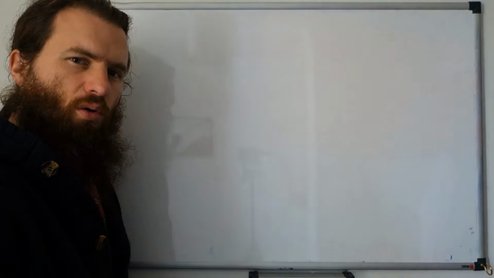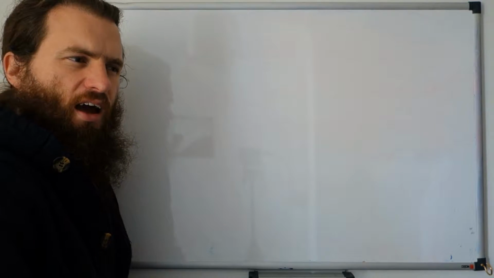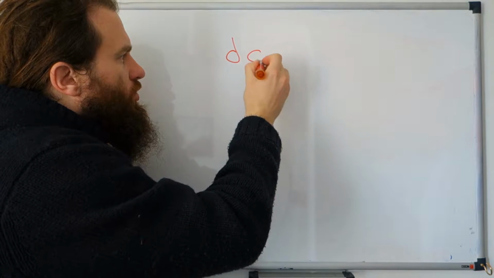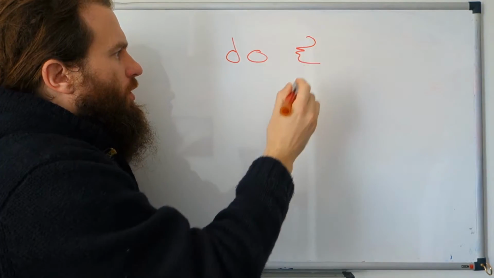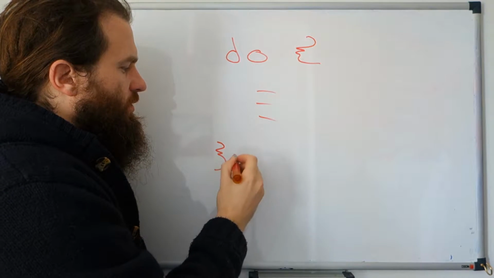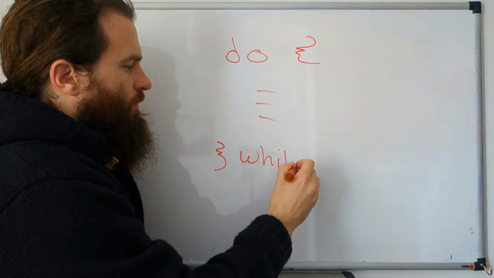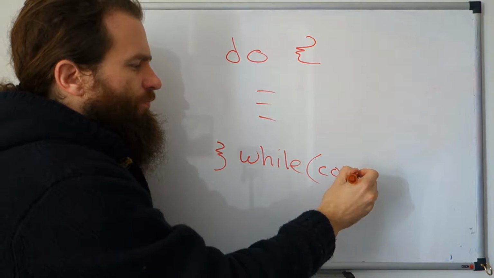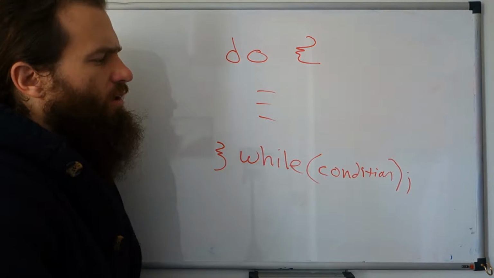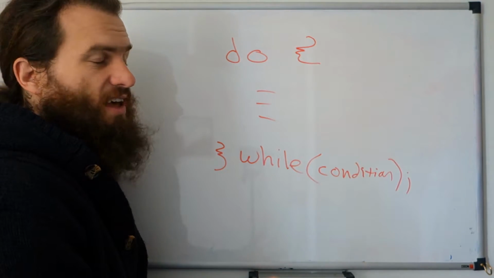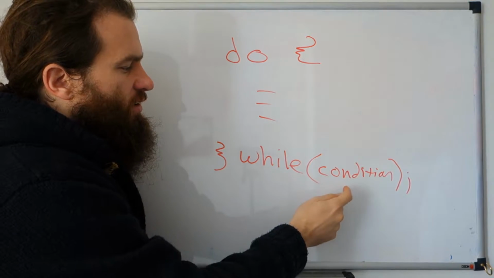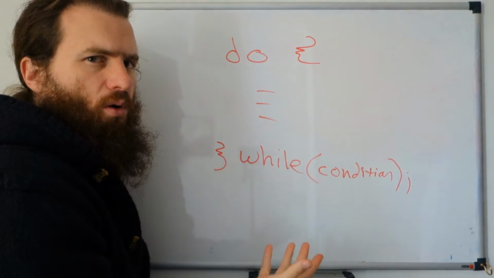There's another variant of the while loop that you can use, and this is called a do while loop, and it looks like this. Do, open brace, statements, close brace, then while, condition. What this will do is it will always execute this code block at least once, because the condition is evaluated at the end of the block.